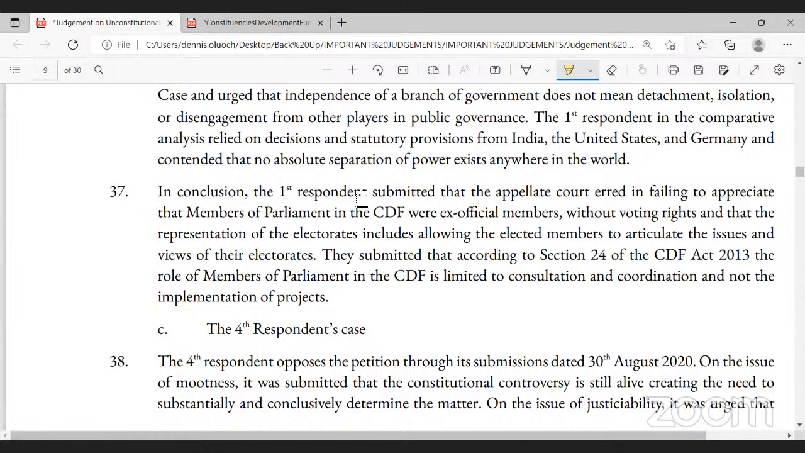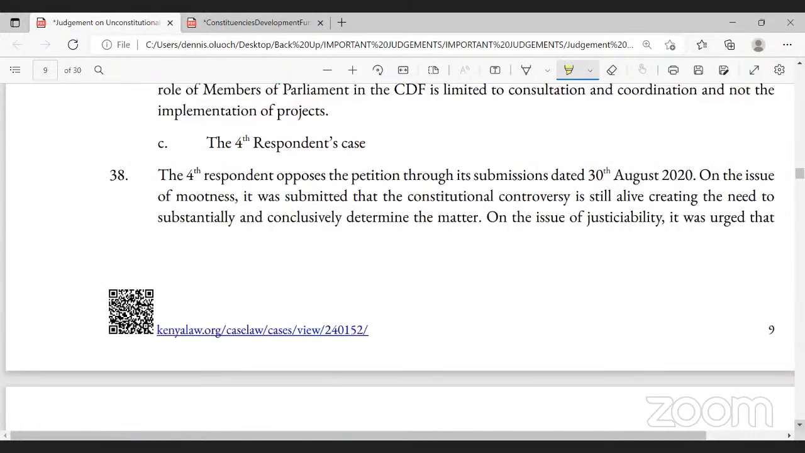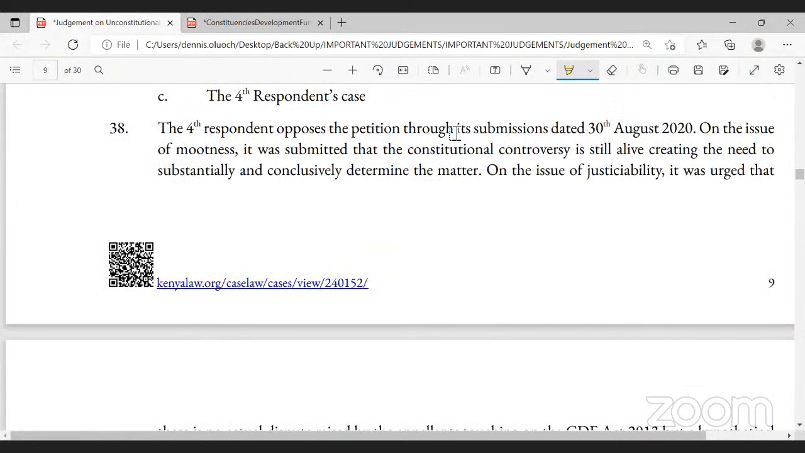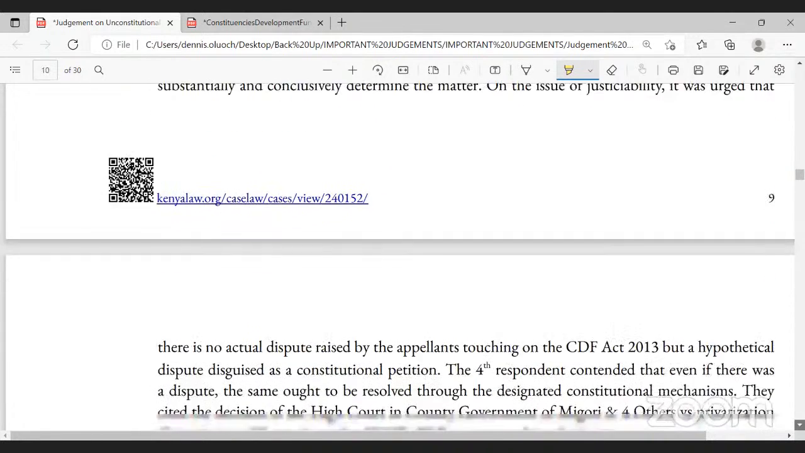So you see the first respondent, that is parliament, trying to defend their position, and they are saying the members of parliament are simply ex-officio members without voting rights, and that the representation of the electorate includes allowing the elected members to articulate issues and views of the electorate. So that was among them. Then now the fourth respondent, that is the board. The CDF board also came in and opposed the petition through its submission on the issue of mootness, and they did their submission.